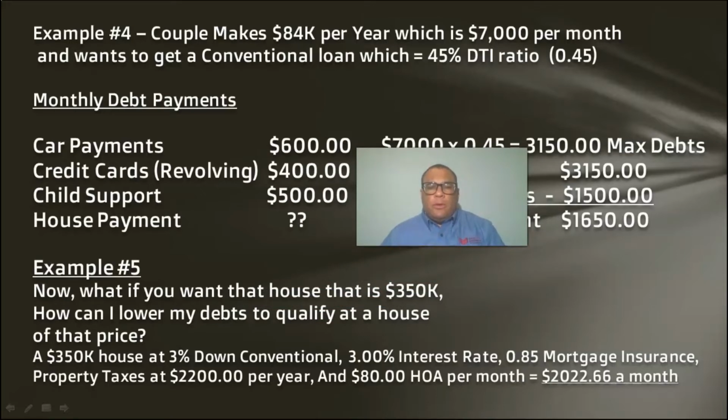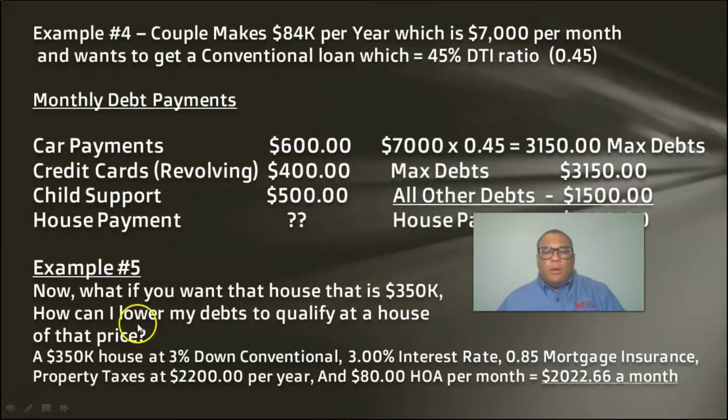Now, however, if I want a house that's $350,000 because I want more square footage or to be in a better area, so the home is going to be a little more expensive, how can I lower my debts to qualify for a house at this price? The $350,000 house in this example is based on 3% down conventional, 3% interest rate, 0.85 monthly mortgage insurance, property taxes at $2,200 per year, and $80 a month HOA. I added a couple hundred for the property taxes because property taxes do go up when the price of homes goes up.